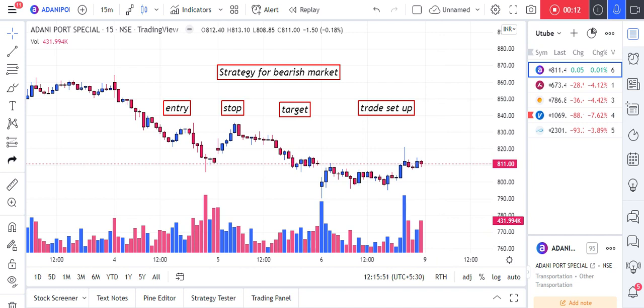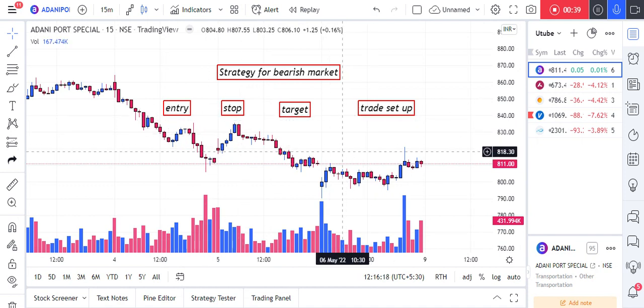So, today we are going to see about a strategy which we can use for a bearish market. Now we are in a bear trend, we should have a strategy to handle it, right? So I am going to teach you one strategy which we can use in a bear trend. For any strategy, we need a trade setup, then entry, stop, and target.